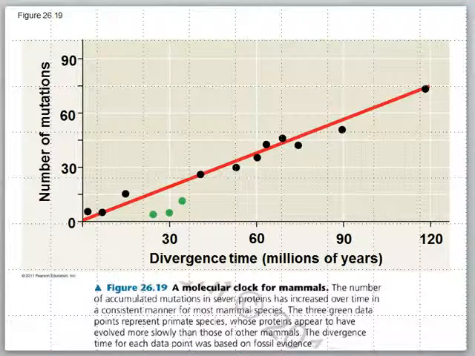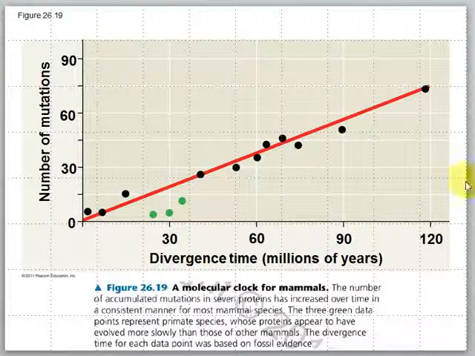An example of a molecular clock is shown here in your textbook. It's a molecular clock for mammals. It basically shows the number of accumulated mutations in 7 particular proteins, how that has changed over time, and how those mutations have accumulated, have increased over time in a fairly consistent manner with most mammal species.